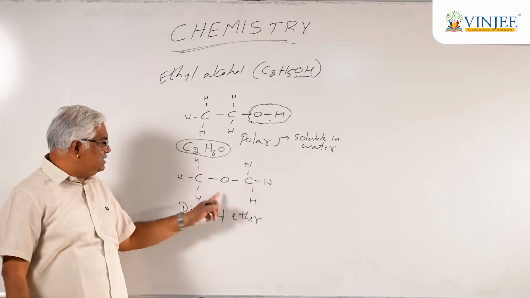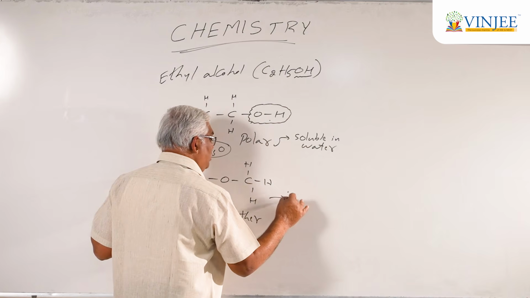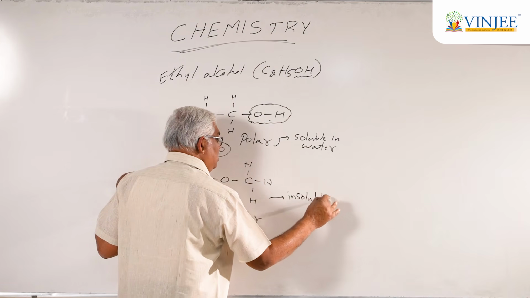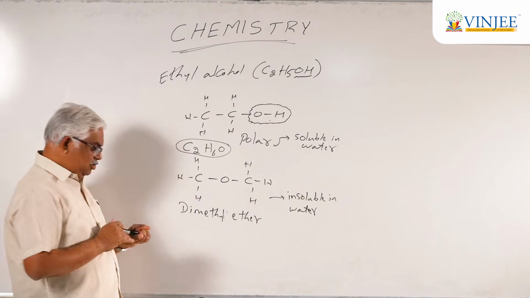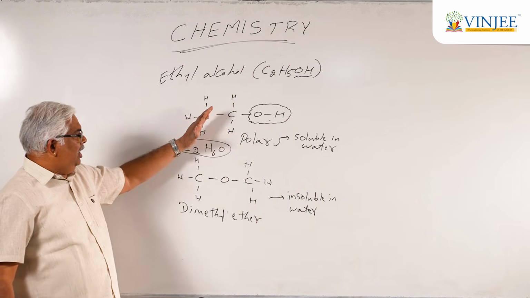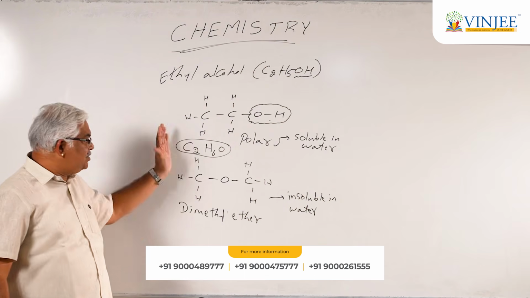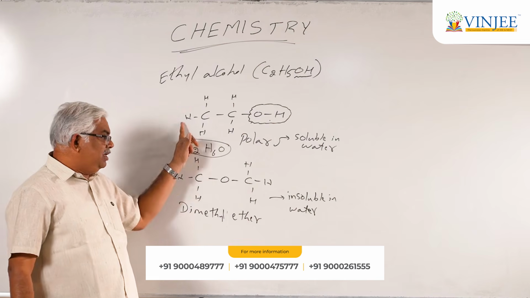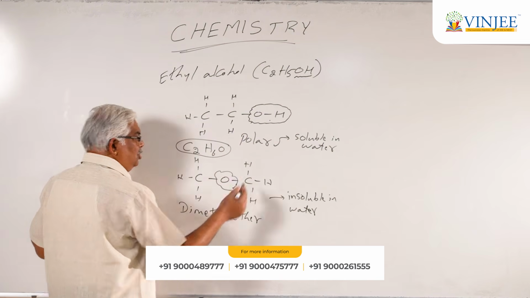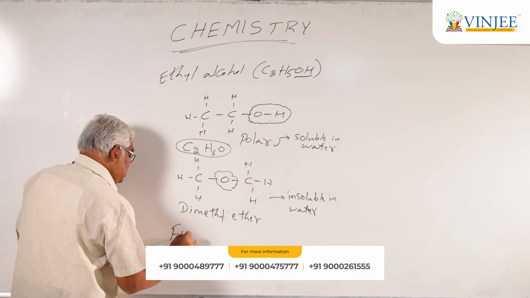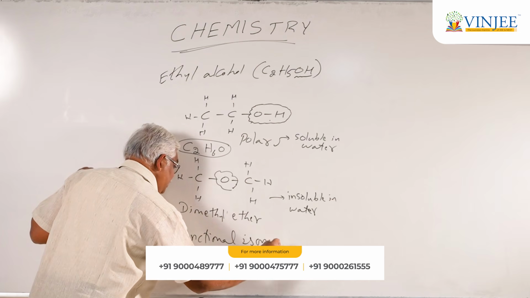So now, the OH group here is responsible for its solubility in water. The other compound, which has the same molecular formula but doesn't have such an OH group, is found to be insoluble in water. So thus, ethyl alcohol and dimethyl ether have the same molecular formula, but they differ in their functional group, and hence these two are together referred to as functional isomers.